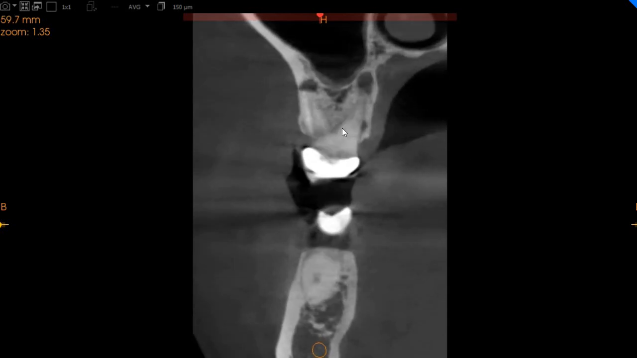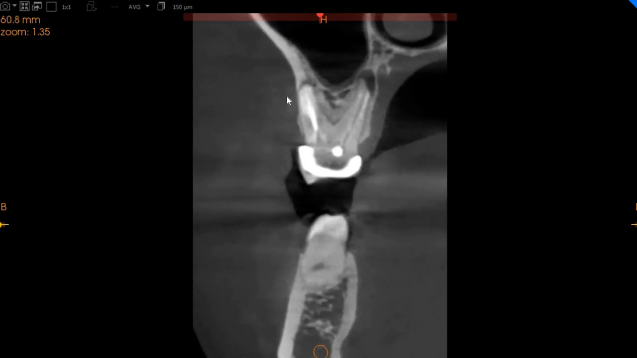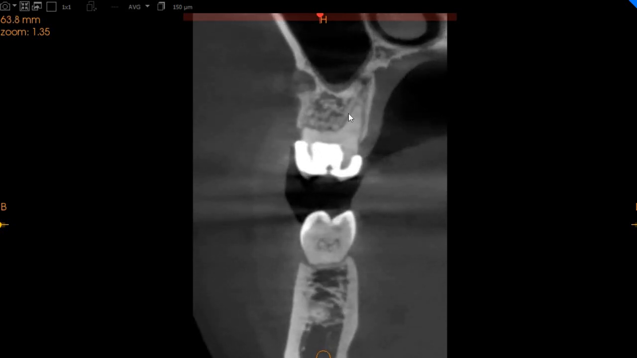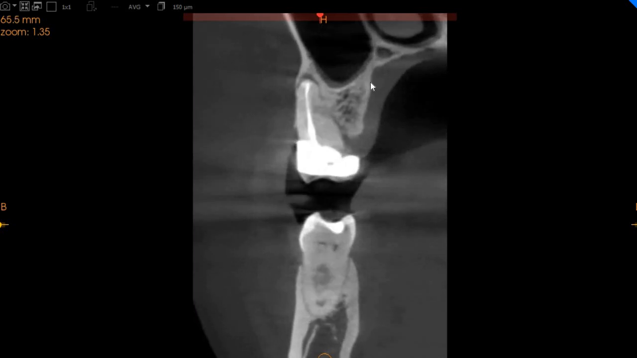And then we're moving to the distobuccal, and here also a periapical radiolucency is present. So all three of the roots and root canals show periapical radiolucencies. We don't see any furcation involvement or any radiolucency in the furcation area.